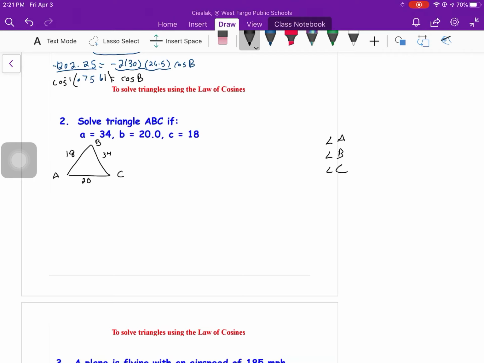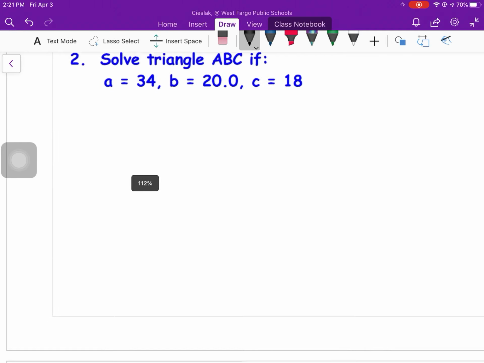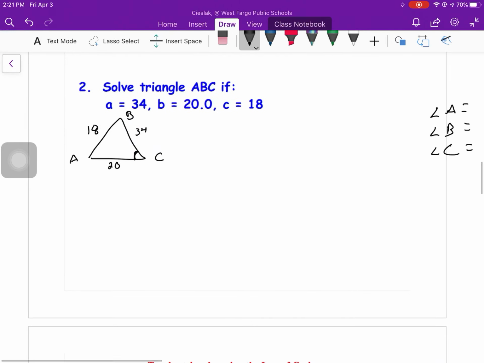So I've got to find angle A, angle B, and angle C. It doesn't really matter which one you do. Which one did I do first last time? I found C. And again, not that it really matters there. Okay, so angle C, if that's what I want to find, remember our formula is the side opposite. So 18 squared is equal to the other two sides squared, 20 squared plus 34 squared, minus 2 times 20 times 34 times the cosine of C. That's what I'm trying to find.